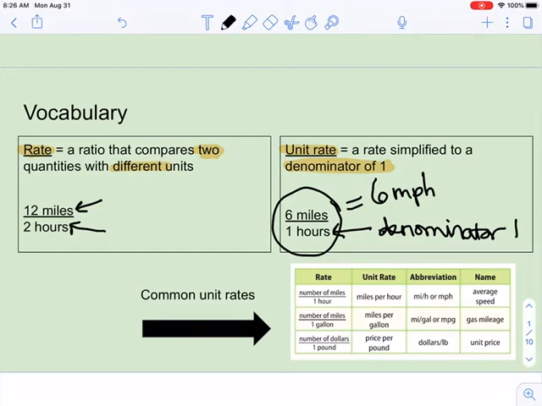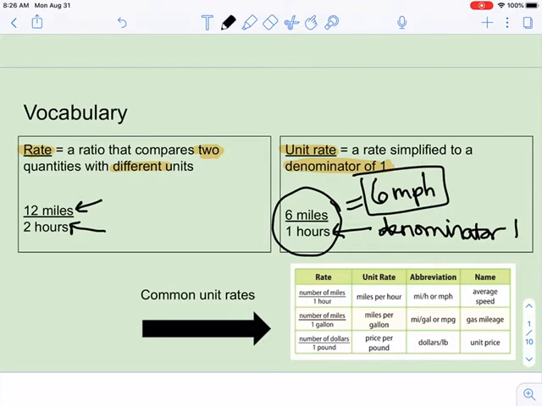And remember that when you have a whole number, there always is a fraction. There's always that invisible 1 on the bottom, because 6 over 1 or 6 divided by 1 is the same as 6. So when you see this whole number, know that that is a unit rate.